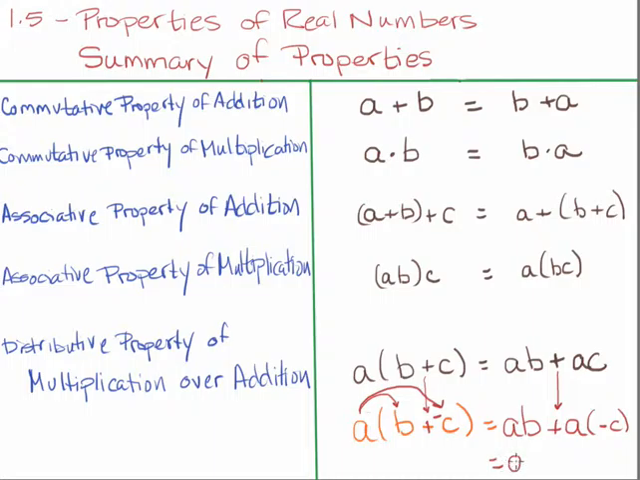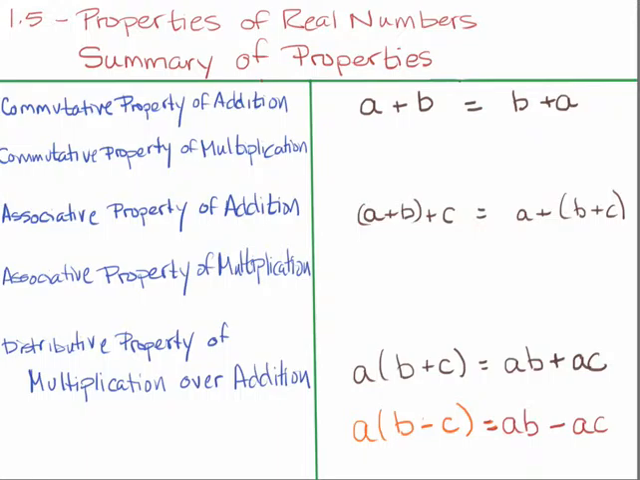Well, A times negative C is going to be a positive times a negative, which gives me a negative AC. So if I just took out this middle step now, and perhaps removed some of these notations, you can see how the distributive property of multiplication over addition also works for subtraction. And that's because addition and subtraction are cousins. Subtraction is just addition of the opposite. So the same thing's going to be true here.